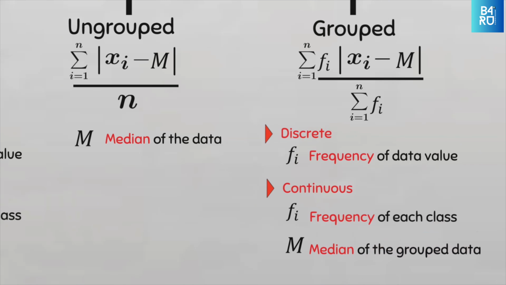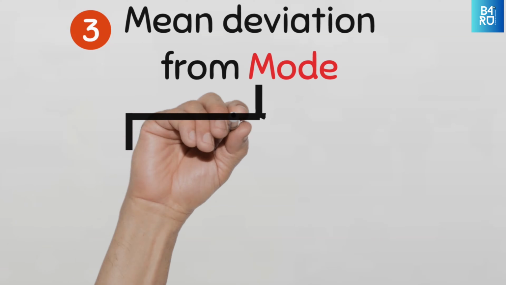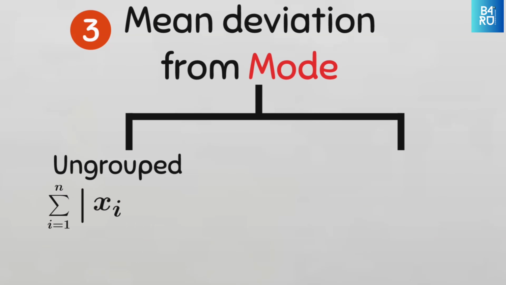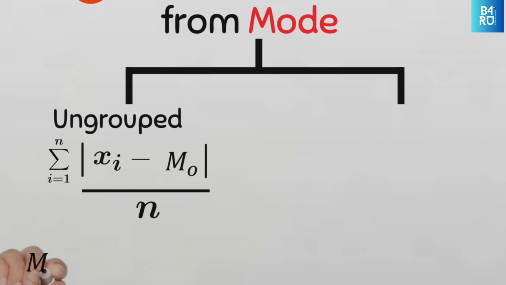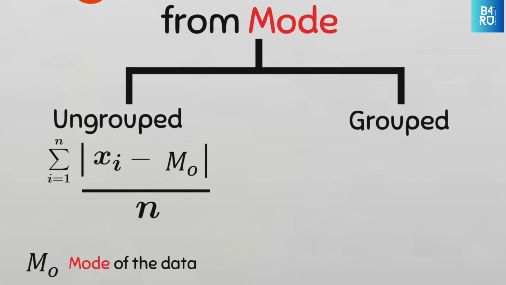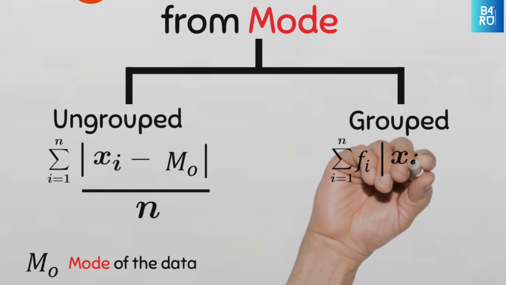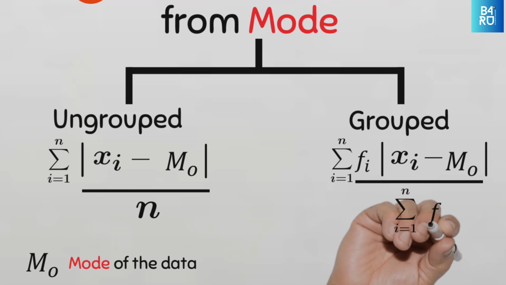Now the mean deviation from mode can be defined as the average of the absolute deviations of all data points from the mode of that data. For ungrouped data, it is given by sigma modulus x subscript i minus M subscript o divided by n. Here M subscript o represents the mode. So like before, for grouped data, the mean deviation from the mode is given by the formula sigma f subscript i modulus x subscript i minus M subscript o divided by sigma f subscript i.